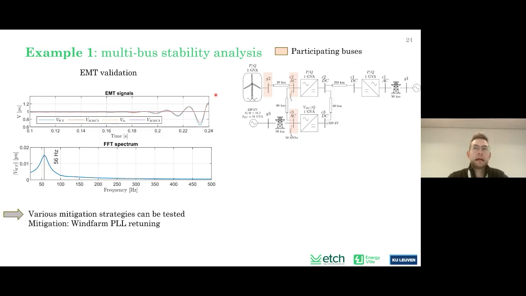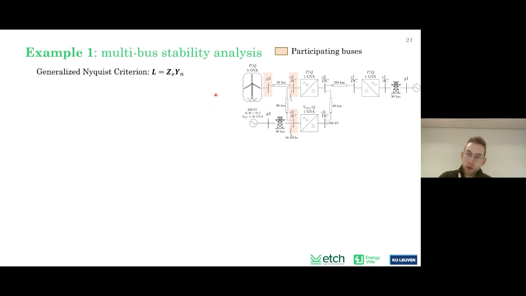All right, having an unstable system is not nice. So with the tool, you could try various mitigation methods. Here, we're doing a wind farm PLL retuning. So we're changing the tuning of the wind farm.